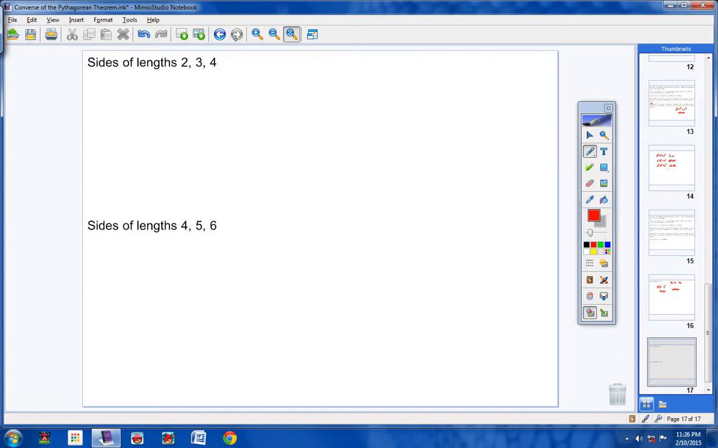Okay, one more and we're done for the video, okay? Sides of lengths 4, 5, and 6. Now again, add your two smallest sides together. You get 9. 9 is greater than 6, so we know for sure we have a triangle. Now, let's see if we have a right triangle, an acute triangle, or an obtuse triangle, okay? So here we go. Take your two smallest sides, square them, and add them together. Then take the longest side and square it over here. Okay, let's see what we get.